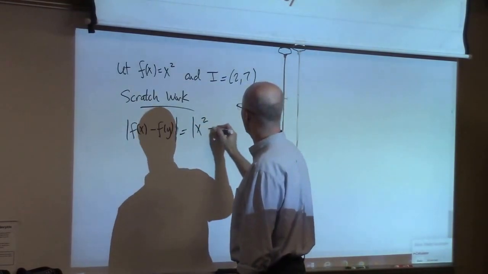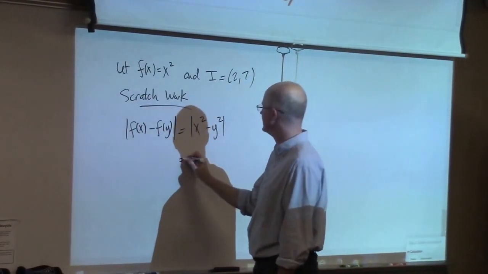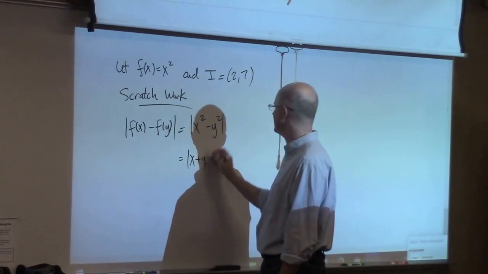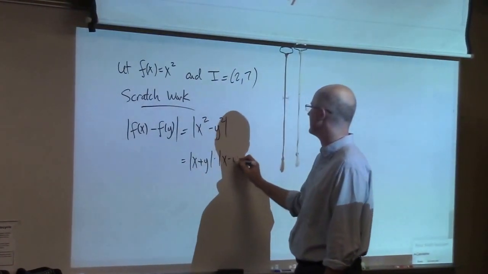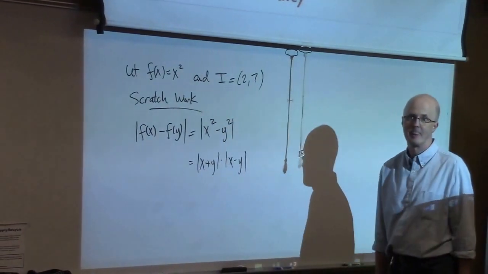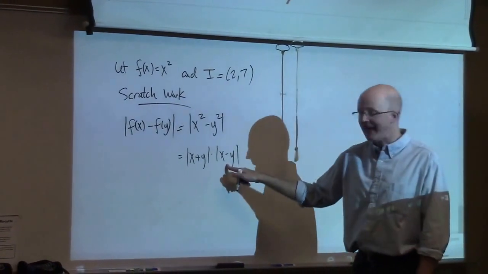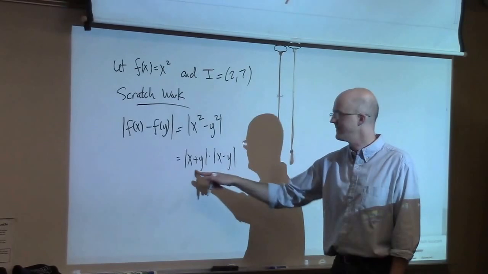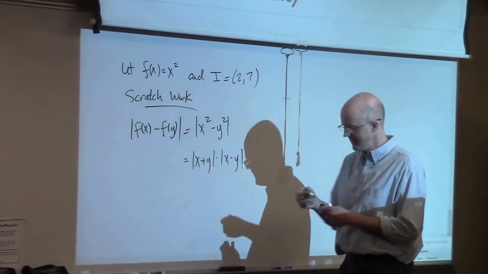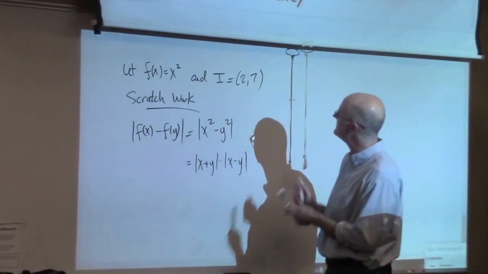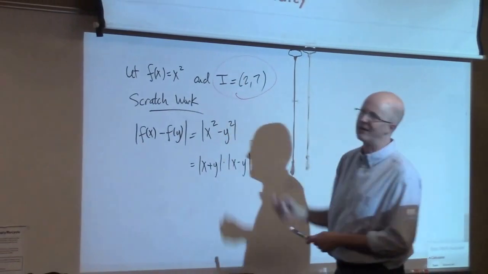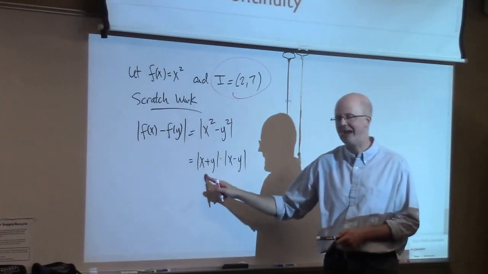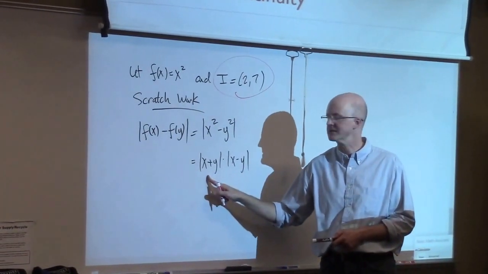This is going to be x squared minus y squared, which you can factor and rewrite as the absolute value of x plus y times the absolute value of x minus y. That looks good. This can be made small if x and y are close together. That doesn't look so good, but the interval comes to our rescue. The fact that x and y are in the interval is enough to allow us to put an upper bound on this quantity.